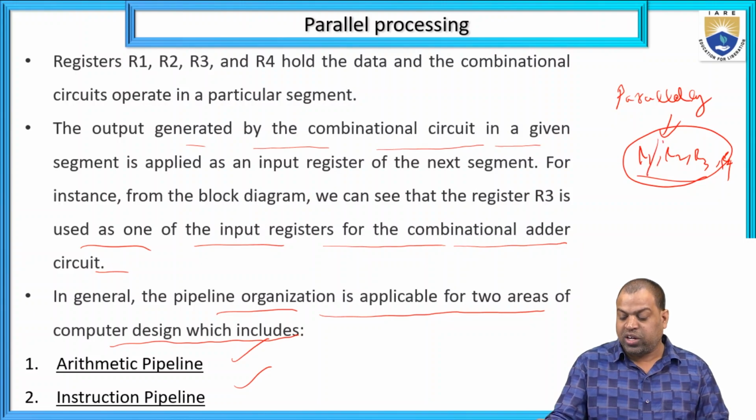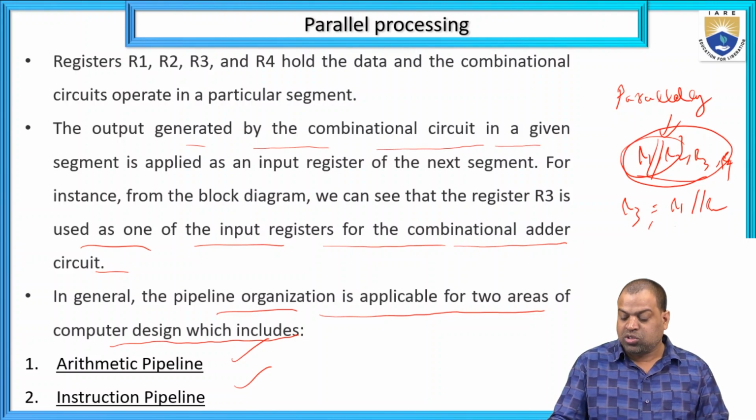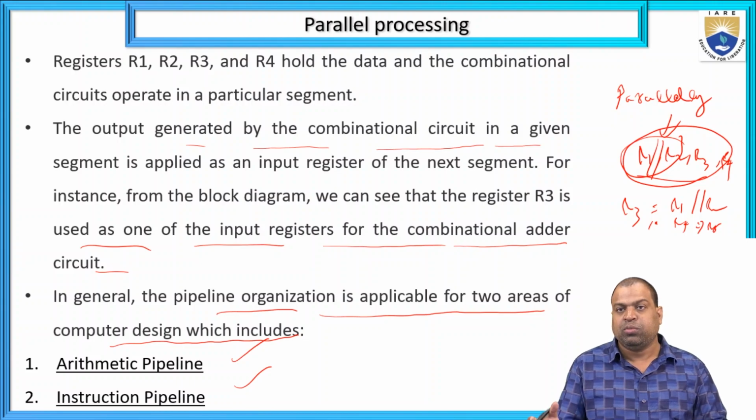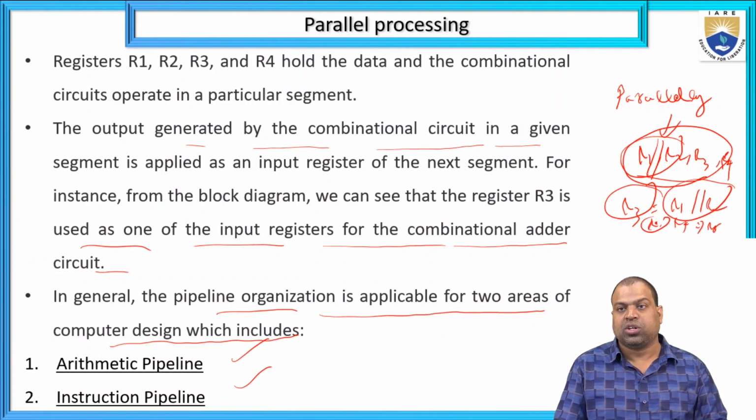Suppose R1 and R2 are operated on. What is the result? R3. So R3 equals R1 combined with R2. The R1 and R2 result will be stored in R3. So what are the inputs? R1 and R2. What is the output? R3. But suppose I need R3 with R4. When R1 and R2 are performed, R3 is the output. When R3 and R4 are there, then R3 is called an input. So it is about the combinational adder.